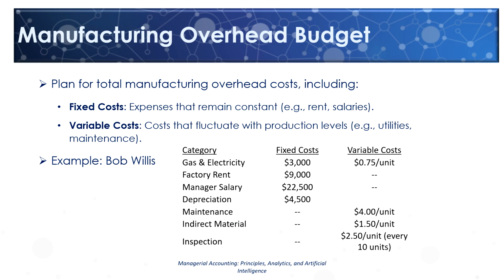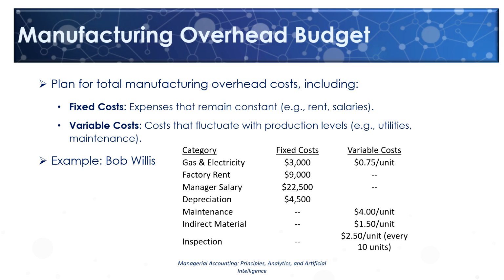Now we move into the manufacturing overhead budget. The manufacturing overhead includes all factory costs other than direct materials and direct labor. It includes both fixed and variable costs. Some examples from the Bob Willis problem that we've been walking through are factory rent, utilities, equipment maintenance, indirect labor, indirect materials, and depreciation. The overhead budget estimates total overhead cost based on expected production volumes.